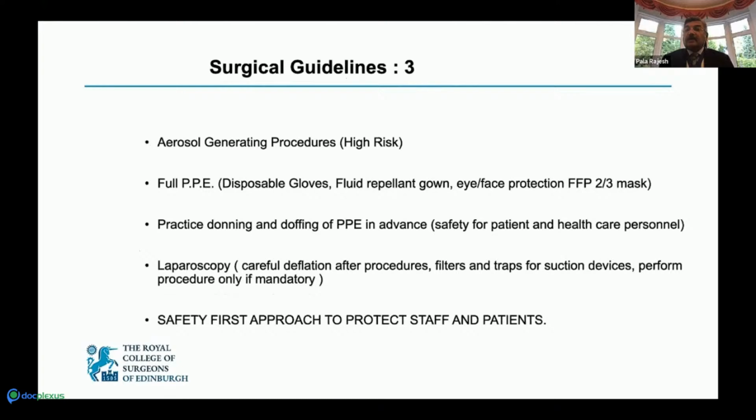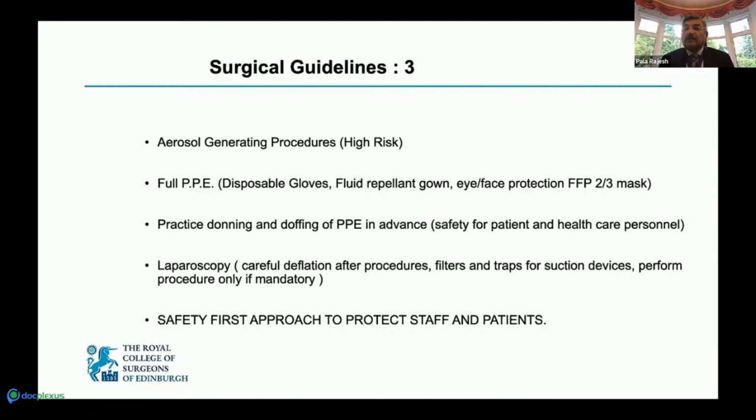Aerosol generating procedures were considered high risk. This includes the dentists, ENT surgeons, anesthetists who were intubating patients in intensive care and also during induction for general anesthesia. Now, this group, even in intensive care units, had to have full PPE. This was mandatory. This consisted of having disposable gloves, fluid repellent gowns, and eye face protection or FFP2/3 masks. It was important to practice the donning of PPE prior to a procedure. So the practice of donning and doffing was carried out, and this was essentially for the safety of the patient and the healthcare professionals who are delivering healthcare.